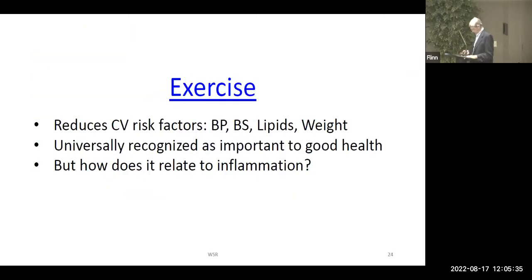So now what about exercise? The purpose of exercise, we hope, is to intervene in that cascade cycle of the immune response, both early on and to help with resolution. That's our goal with this whole inflammatory response. Exercise reduces the cardiovascular risk factors that we all know about. It's universally recognized as important to good health. But how does it relate to inflammation?